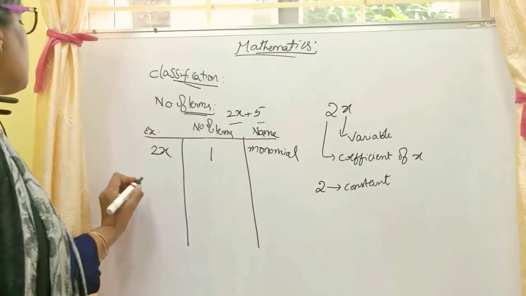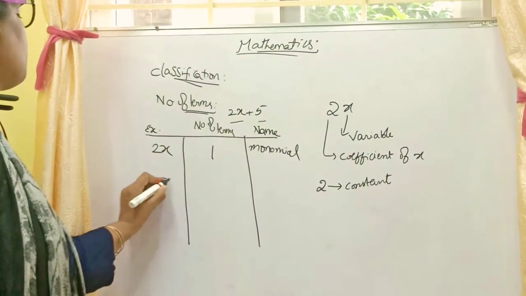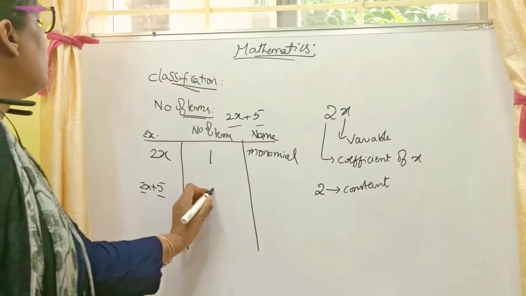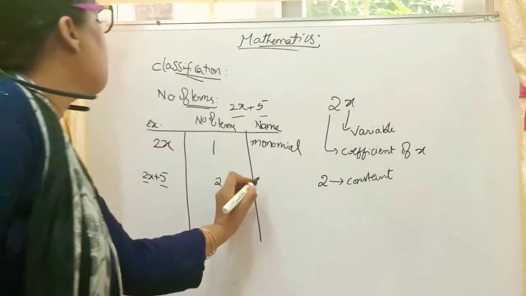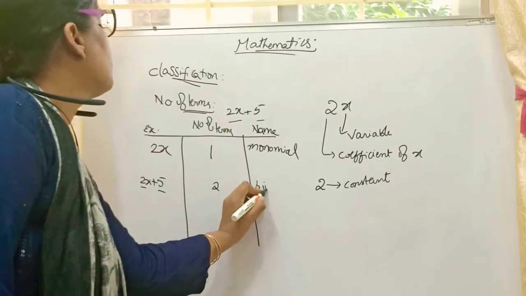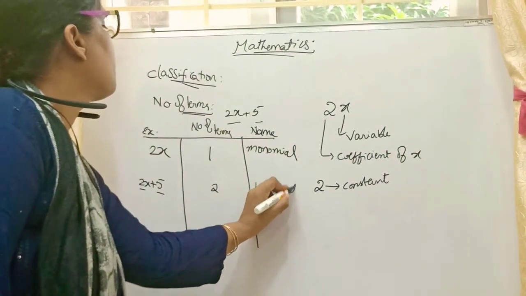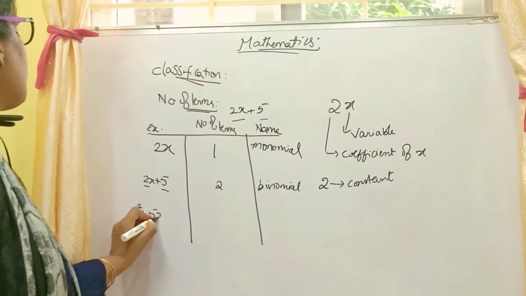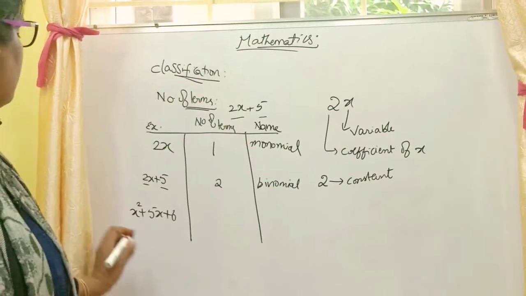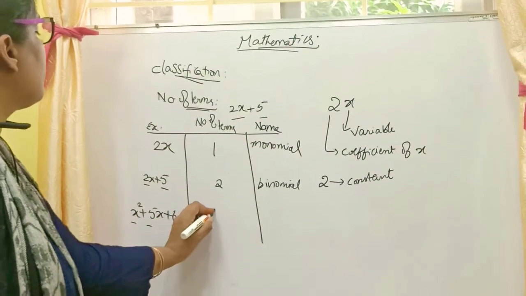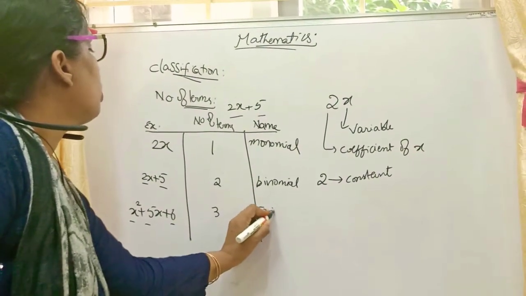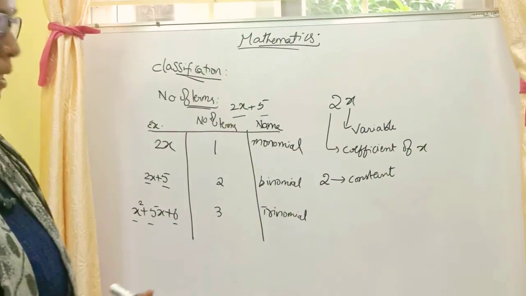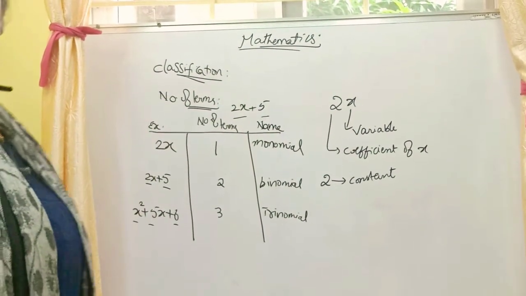Now let us take one more example, 2x plus 5. Here how many terms are there? 2. If there are two terms, it is called a binomial. Next is x square plus 5x plus 6. Here how many terms are there? 3. So it is called a trinomial. More than that, they will be called multinomial.